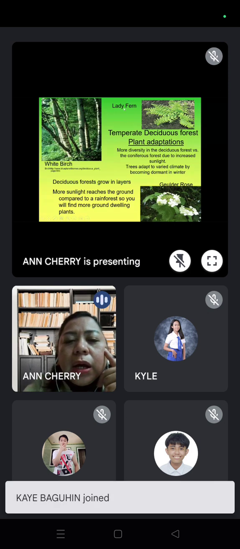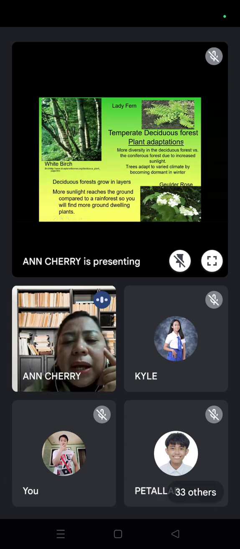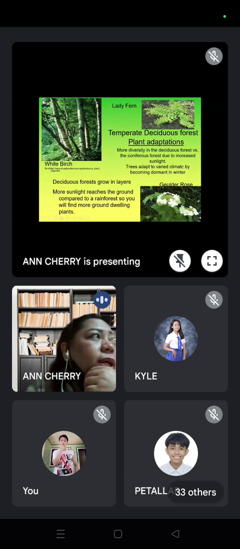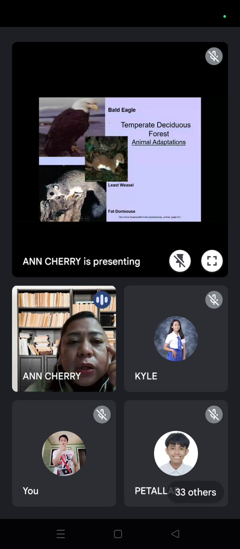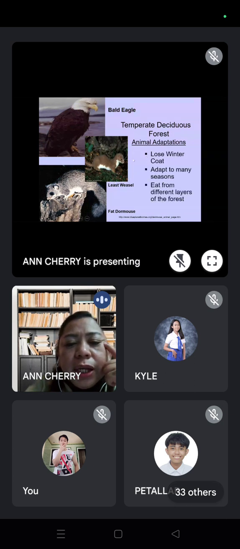So, in the temperate deciduous forest, the plants are more diverse than in the coniferous forest due to the increase in sunlight. Trees adapt to the varied climate by becoming dormant in the winter. They become dormant because they arrest photosynthesis. So what are the animals found in the temperate deciduous forest? We have the bald eagle. They lose their winter coat and adapt to many seasons, and they eat from the different layers of the forest. Okay.